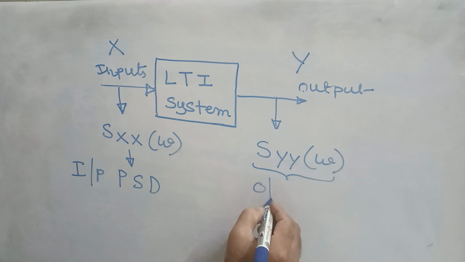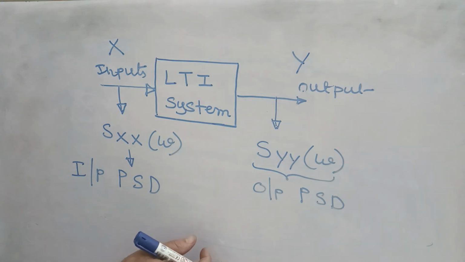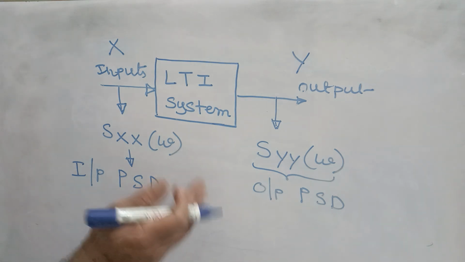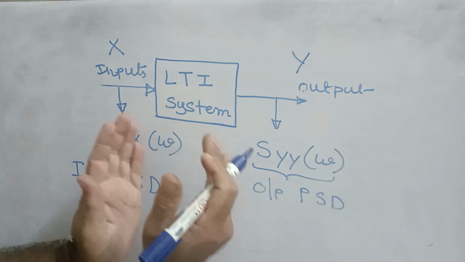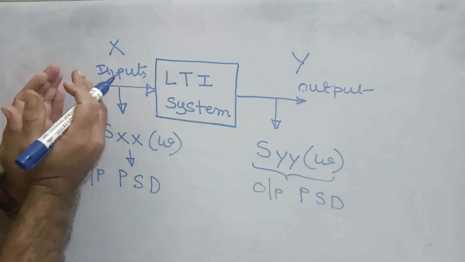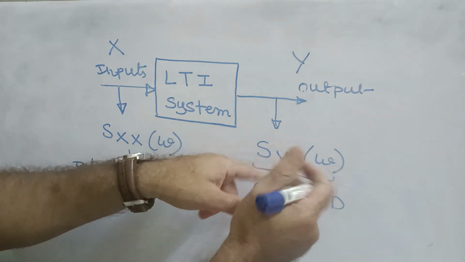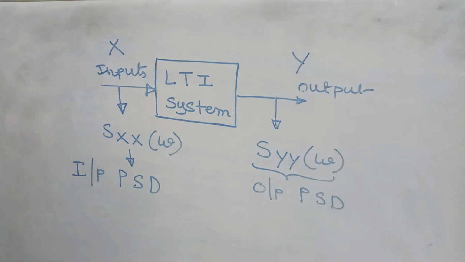This is called the output PSD, power spectral density. One important point I have noted down here: the power spectral density can be defined both at the input as well as the output. At the input, it is called the input power spectral density. Similarly, at the output, it is called the output power spectral density.